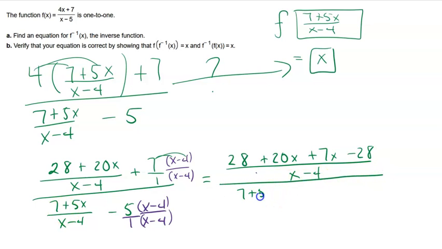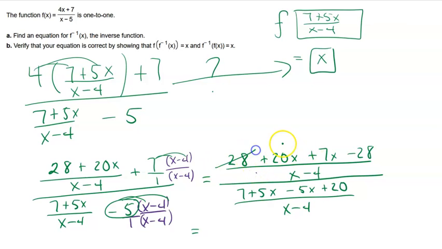I'm going to do the same thing in the numerator. I have 7 plus 5x. I've got to distribute this negative 5 inside here. So negative 5x plus 20. This negative 5 times this negative 4 is plus 20, divided by x minus 4. Now if I keep going, on top here, this 28 and this minus 28 cancel. 20x plus 7x is 27x over x minus 4. In the big denominator right here, 5x cancels with minus 5x. 7 plus 20 is 27 over x minus 4.